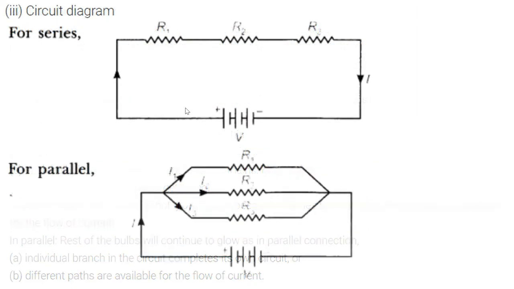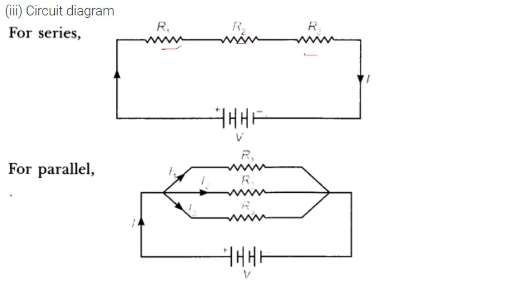Now the circuit diagram for series, this R1, R2, R3 are in series. And for parallel, R1, R2, R3 are in parallel. This is I1, I2, I3. The current I divides into I1, I2, I3. In parallel, the voltage is the same for all of them. But in series the voltage is divided, while in parallel the current is divided. Voltage remains the same, V, V, V.